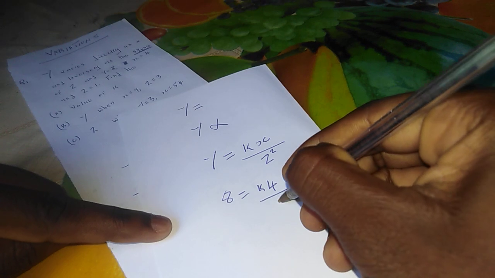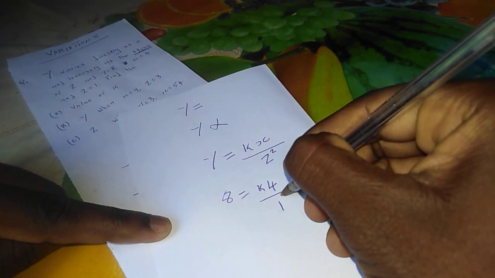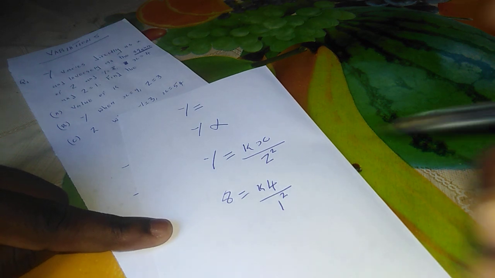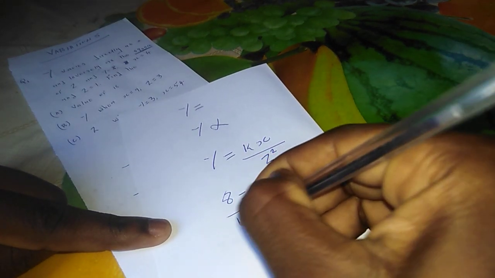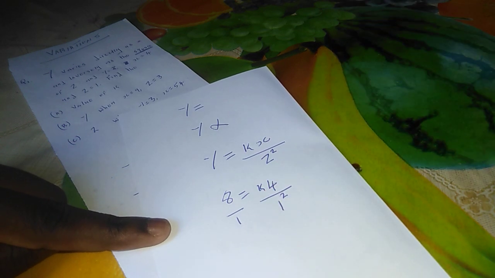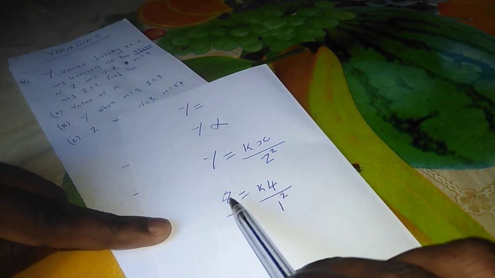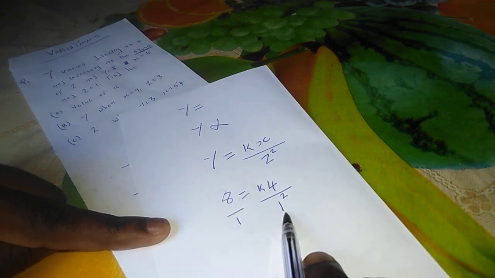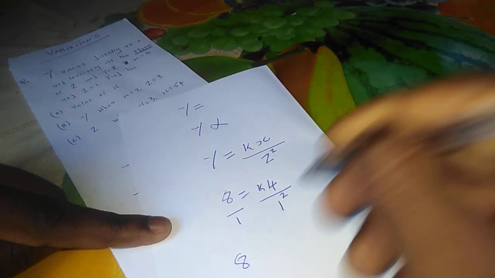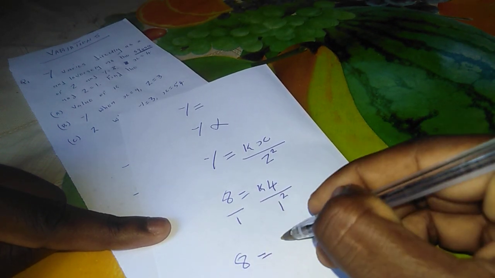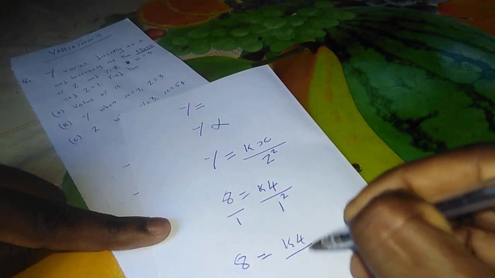Remember from the statement, y, z is squared, so 1 is going to be squared. Now since we're having an equal sign, I'm going to cross multiply: 8 times this one, times this one. If you multiply 8 times this one, I'm going to have 80 is equal to this one times this one, I'm going to have k4.